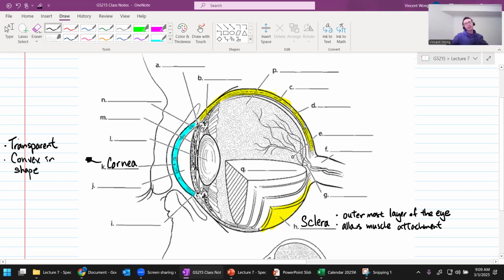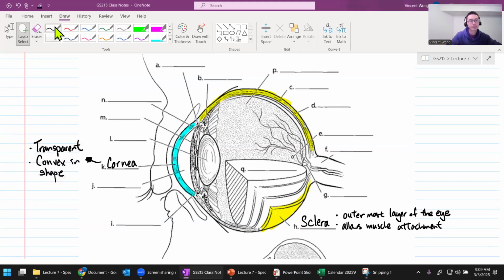So think of a convenience store. At the corner, there would be a convex mirror, and a convex mirror allows a wide view of the store, right? So similarly, if we have a convex shape cornea, we can collect light from a wider angle. So that is the cornea. All right, that's the first layer.